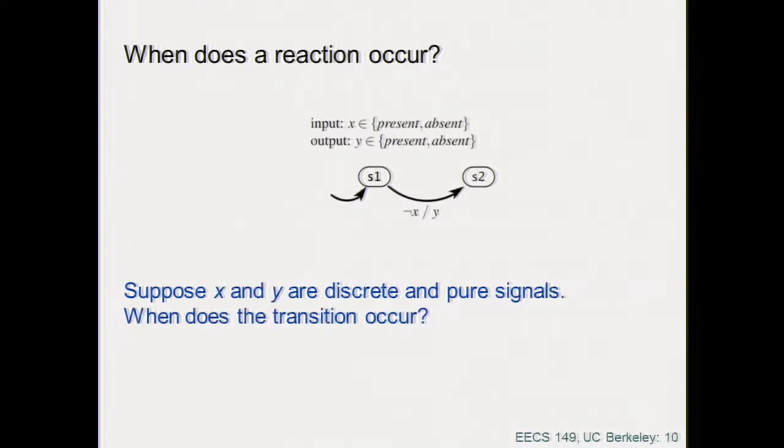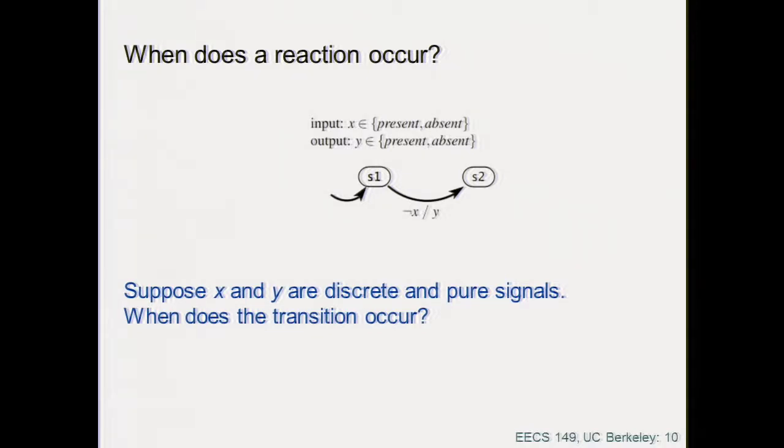Okay. Now, suppose that x and y are discrete and pure signals, right? So this S1, the condition is not x, right? So when does this transition occur? Well, the point is that it can never occur, right? Because you can take the transition when x is present, but the guard says, no, you cannot go. When the guard says you can go, there is nothing in the input, so nothing you can do, right?